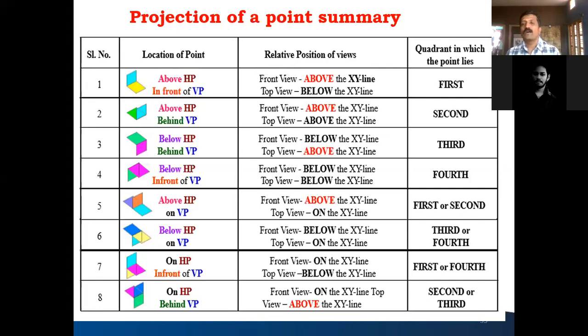And coming to the fifth one, above HP on VP. In a few cases, the object may rest on HP or it may rest on VP. For example, in the first quadrant, it may rest on HP like this, or it may rest on VP, just touching it. Then we cannot give a particular quadrant for that. If it is resting on HP or VP, then we have to give two quadrants, either first, second, third or fourth. When I come to the exercises, I'll explain the remaining four.